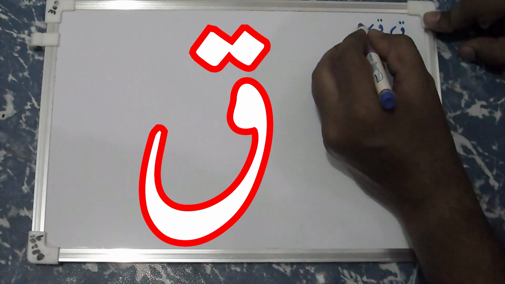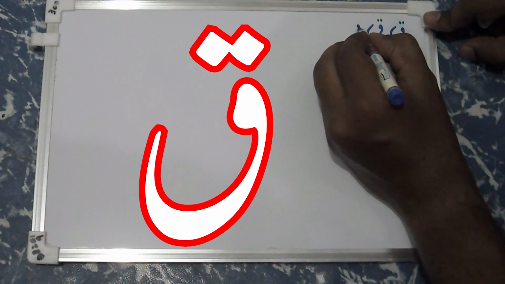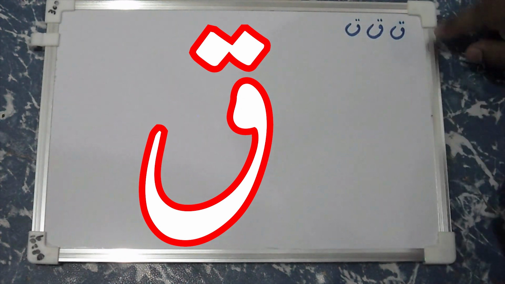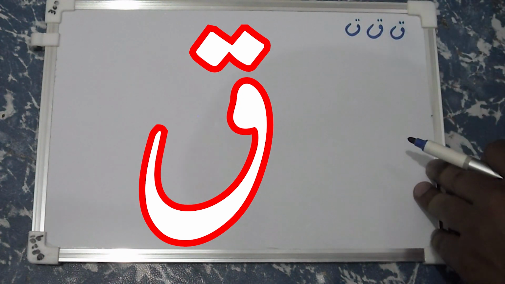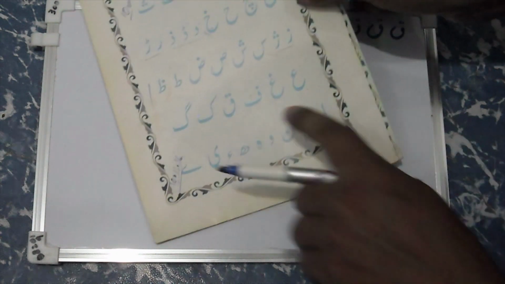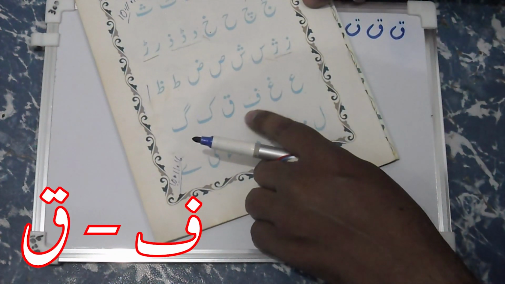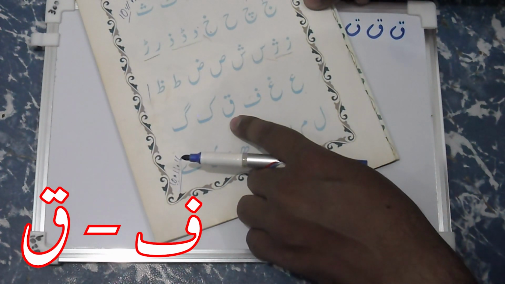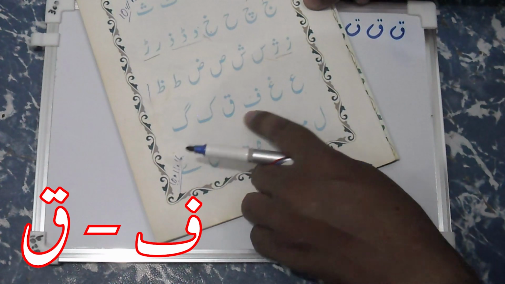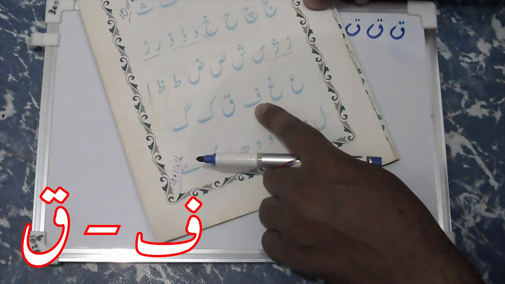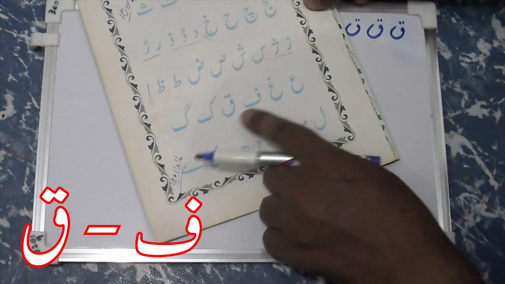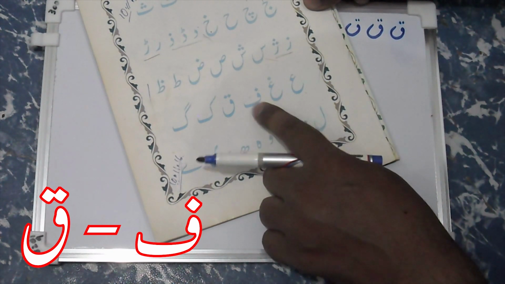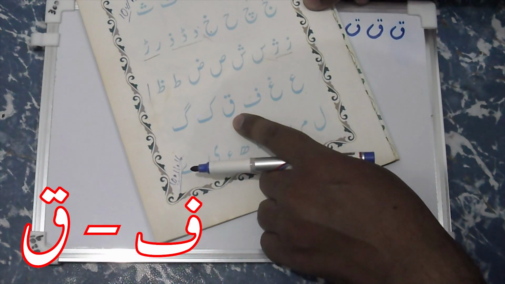It contains two dots. You can see it's more round. Fe is a line, but Kaf is more round. That's why I drew it like this, Fe like this and Kaf like this. Fe just has the single dot and Kaf has the two dots.